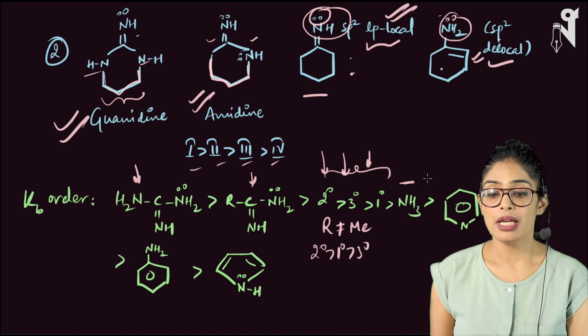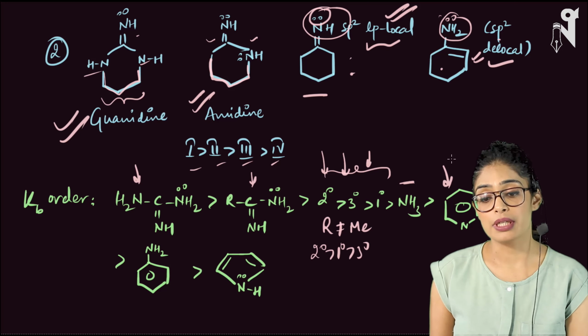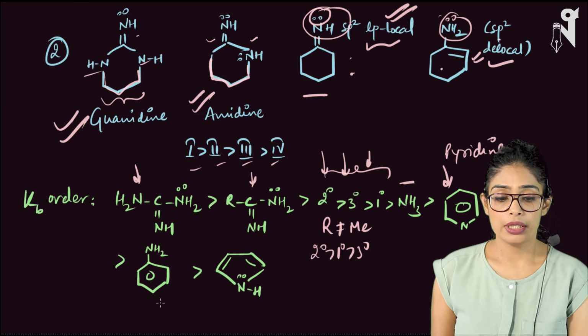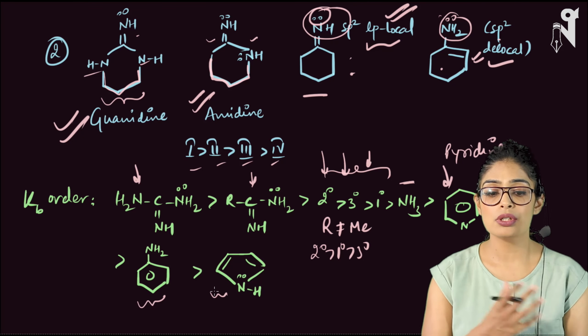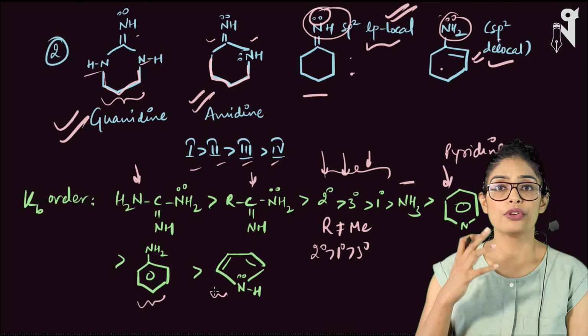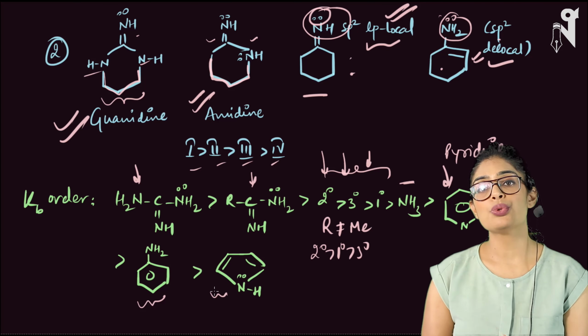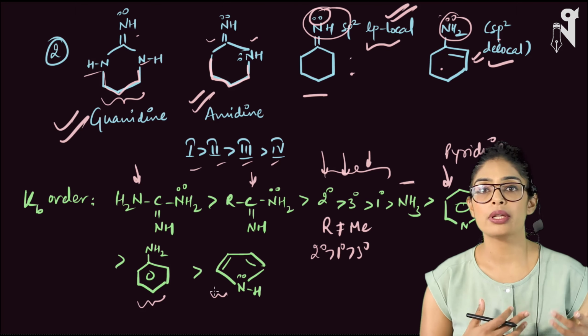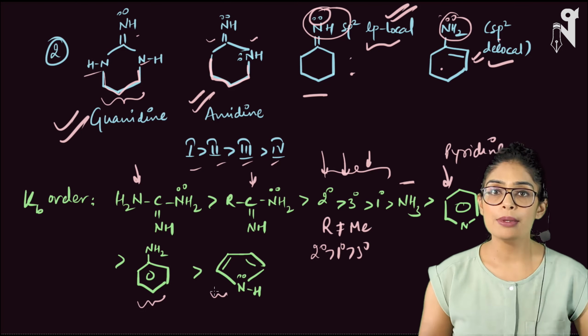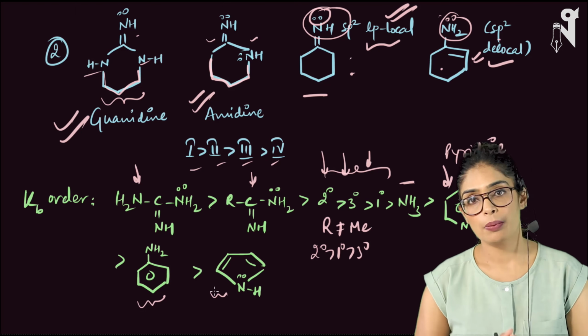Then comes your ammonia, then comes your pyridine, then comes your aniline, and the last is your pyrrole. So pyrrole has the least basic strength among all. So this is your basic strength order. If you remember this, it will be very, very easy for you to arrange the compounds in their basicity order, in their basic strength order, pKb order, Kb order, whatever is asked in the question.